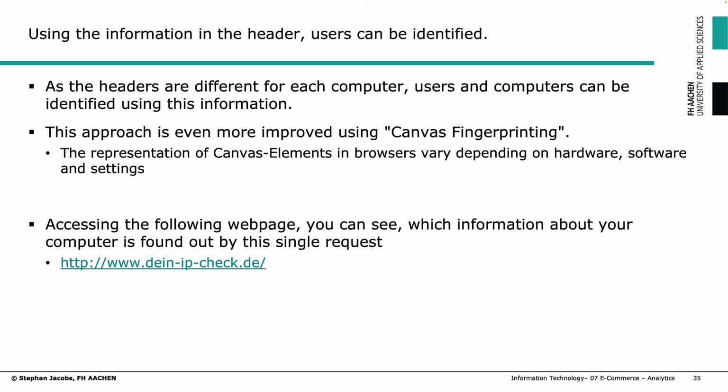This approach is sometimes called canvas fingerprinting. From a data privacy point of view, it's a bit of a gray zone whether this should be supported or not. However, take a look at the following webpage, www.deinipcheck.de. It will display all kinds of information which is given from your computer to this web page, and you can see it's really a lot of information, and you can maybe understand that it's enough to distinguish different kinds of users. So it's like an idea as well.